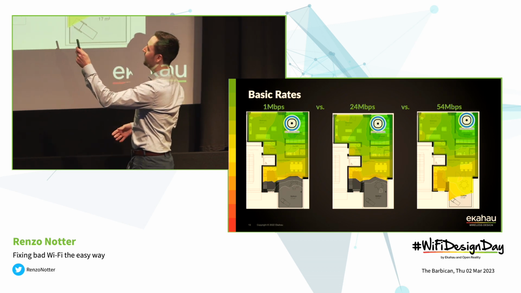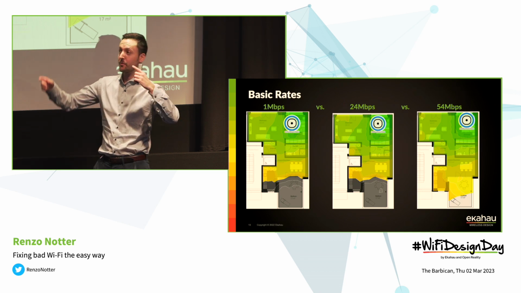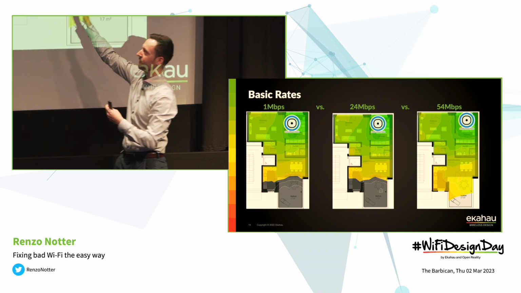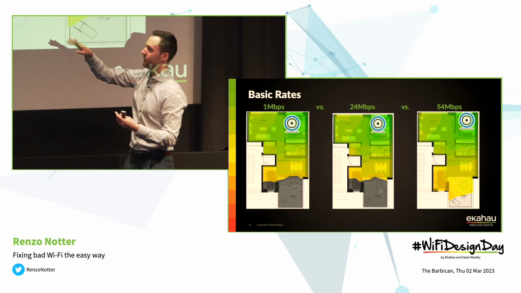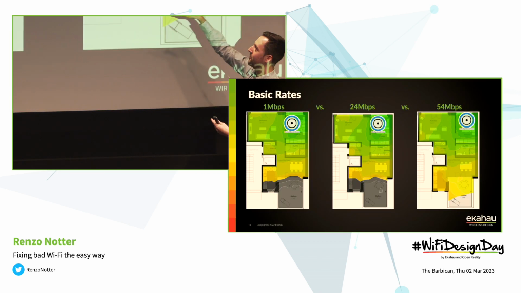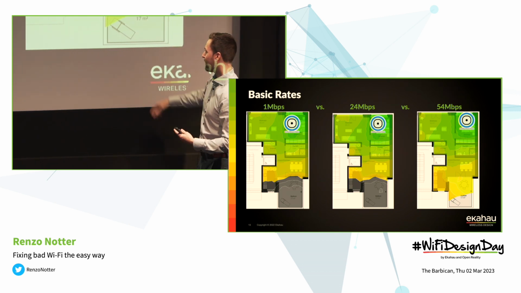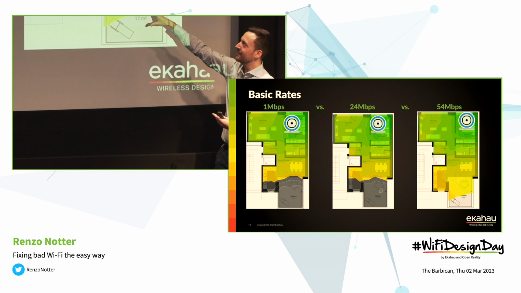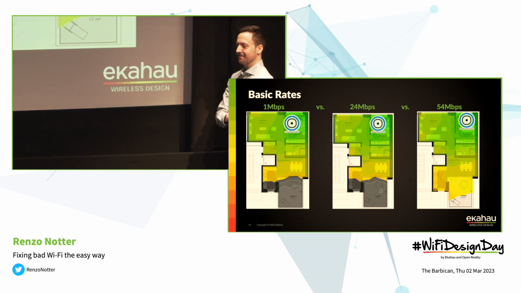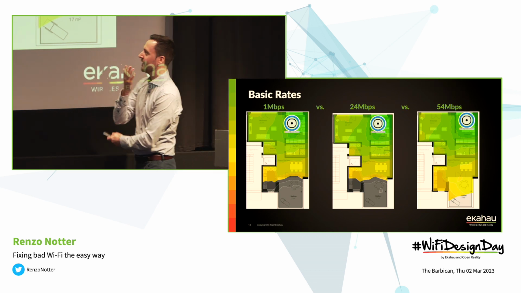I've done 3 times the same survey, same path. I scanned only one single channel, so I got about 2,500 measurement points for each survey. The theory should suggest that the higher the basic rates go, the smaller the coverage or the usable area. But as you can see, it seems like 54 megabits per second gives us a better coverage, right? Why is this visualization like this? It contradicts everything we know, right?